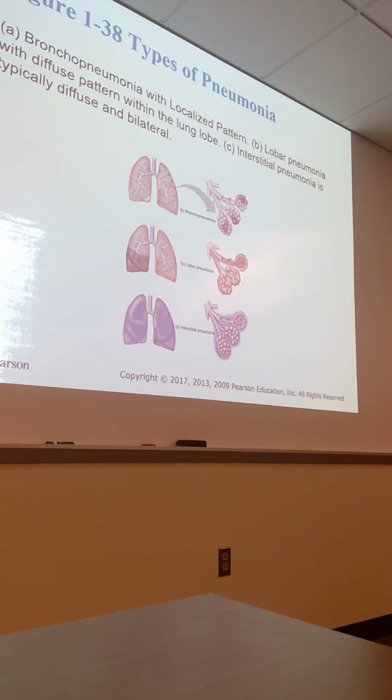This talks about the different types. Bronchopneumonia is diffuse and it affects parts of different alveolar groups. Lobar pneumonia affects all of the alveoli within a lobe. You know, there are 5 lobes of the lung, 3 on the right, 2 on the left. And interstitial affects all, diffuse and bilateral. The bronchopneumonia is localized. The interstitial is both sides.